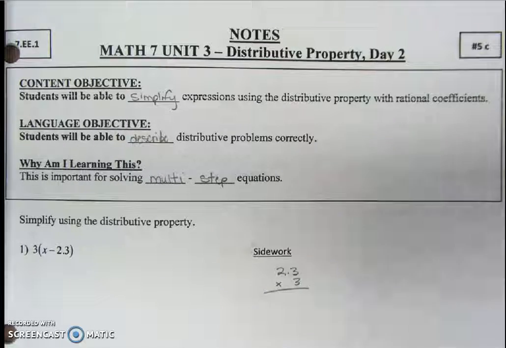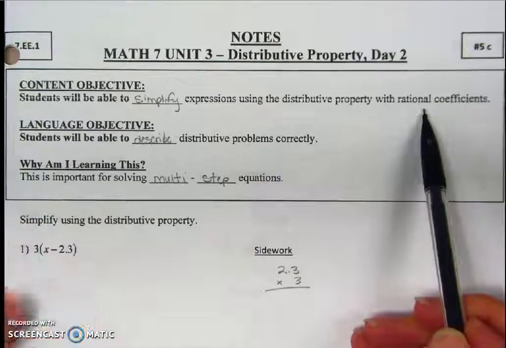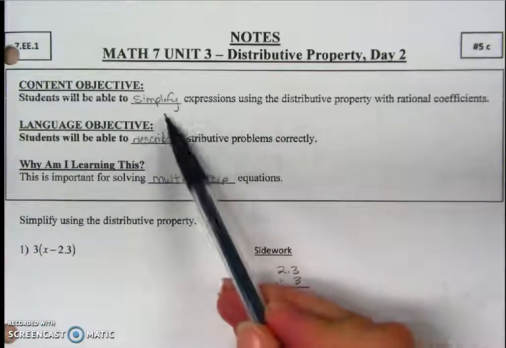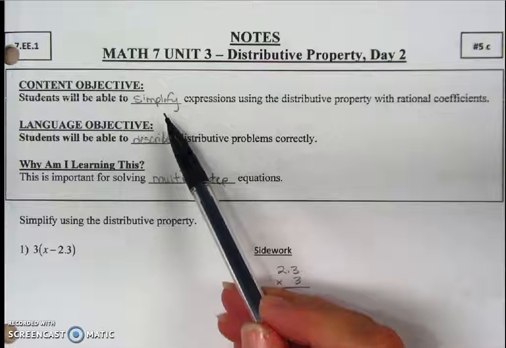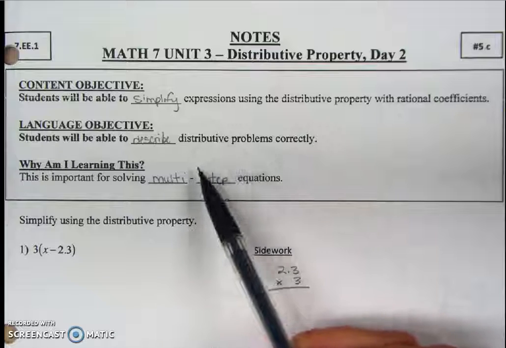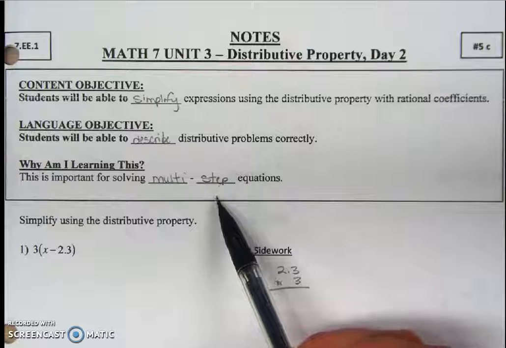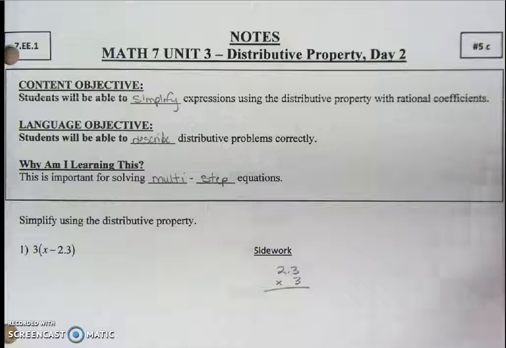We're still using the distributive property, but today we're going to be using the distributive property with rational coefficients. So today students will be able to simplify expressions using the distributive property. Students will be able to describe distributive problems correctly, and this is important for multi-step equations. So again, today is rational coefficients, which means decimals and fractions. So we're still applying the same concepts.